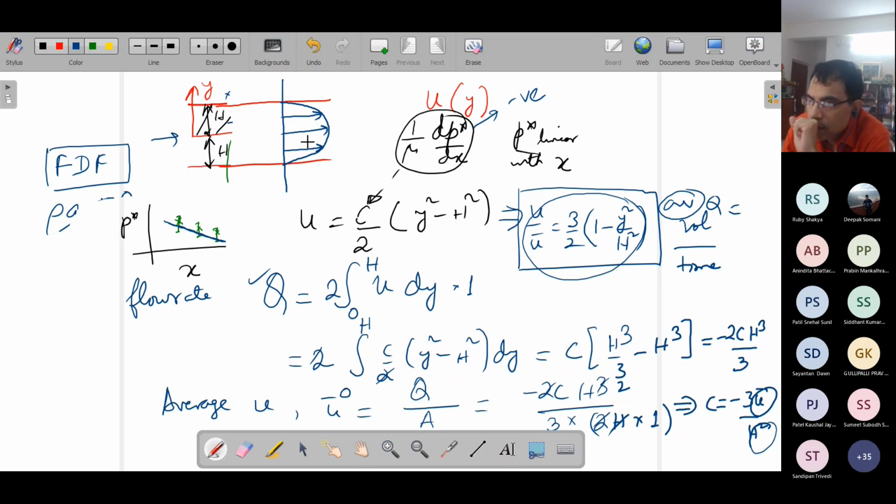So this is the velocity profile, which is a function of y, which is of this parabolic shape. Now I will try to enter into a couple of issues.